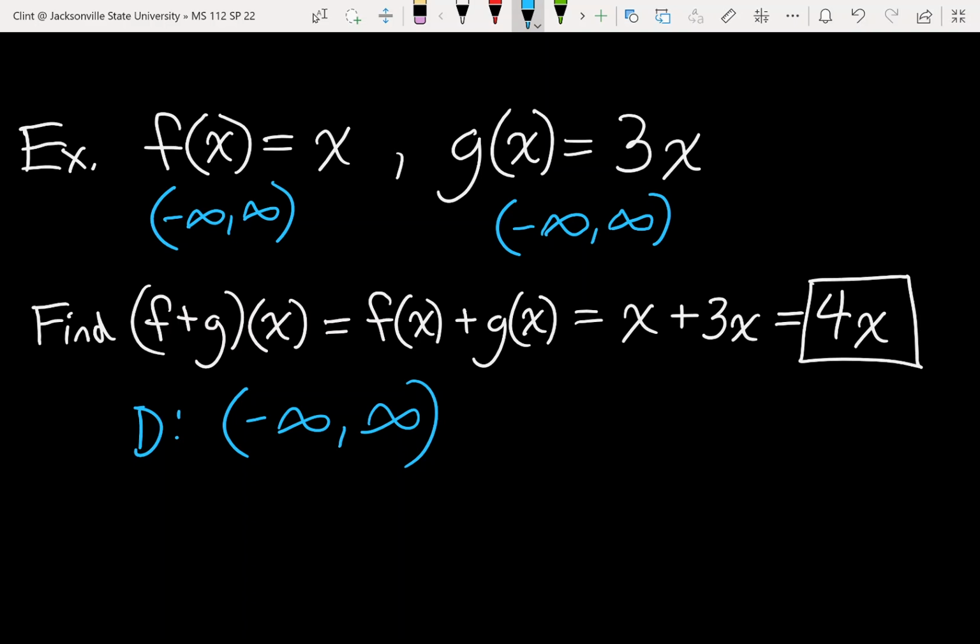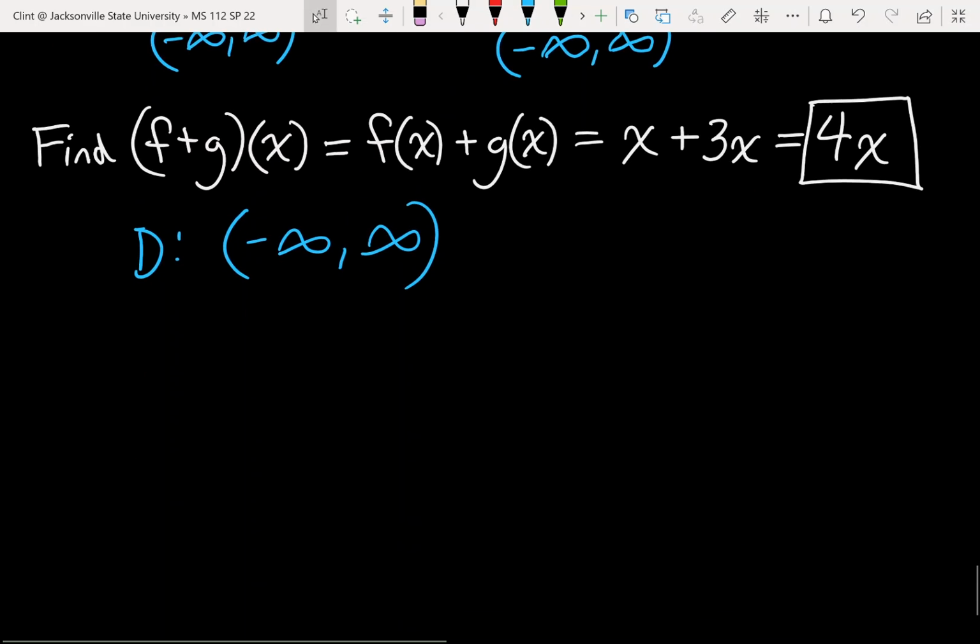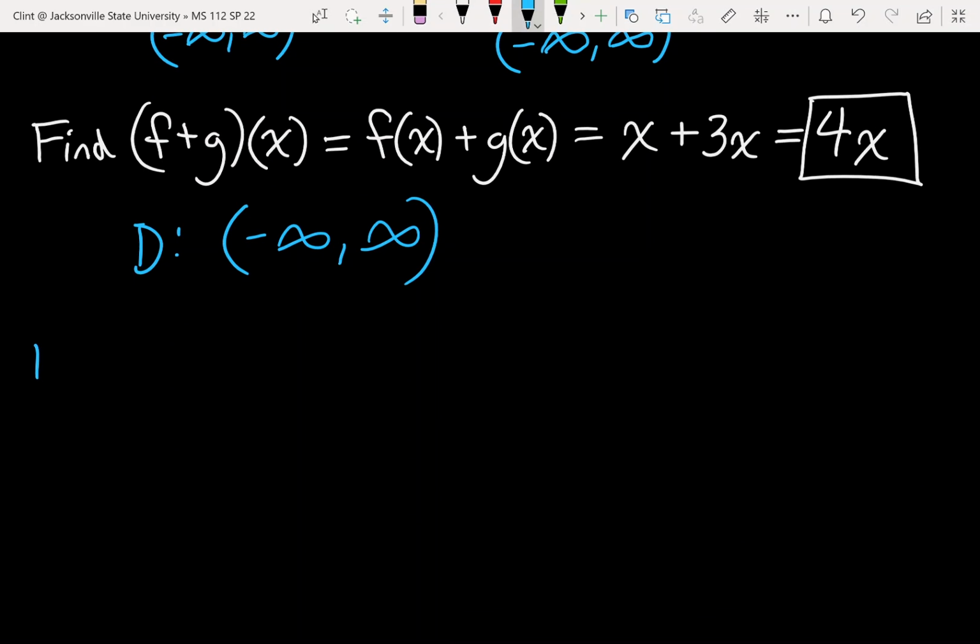If we were doing subtraction with that one, if we wanted f minus g, the only thing that's any different at all on that problem is that the plus sign is a minus sign, so we'll have x minus 3x, so we'll end up with negative 2x. The domain's the same thing. Okay. That part's not hard. What about, we'll stay with these two functions. What about if we multiplied?